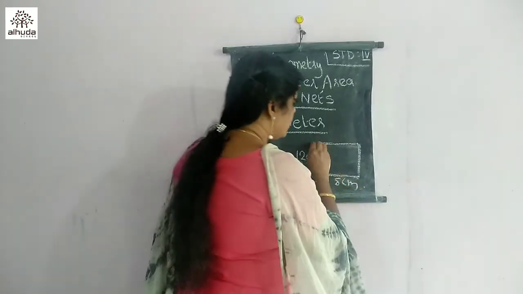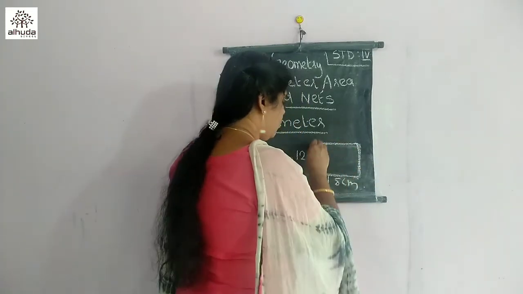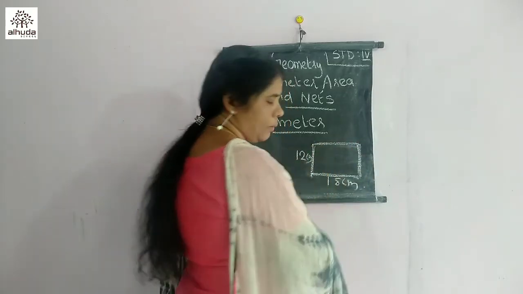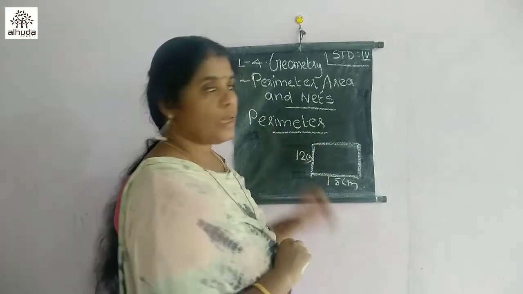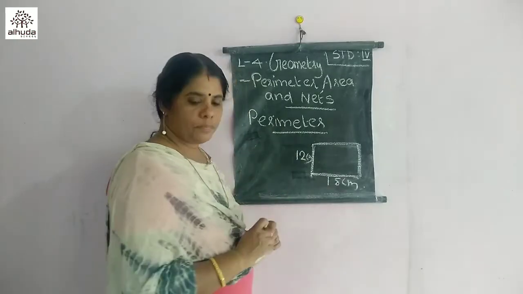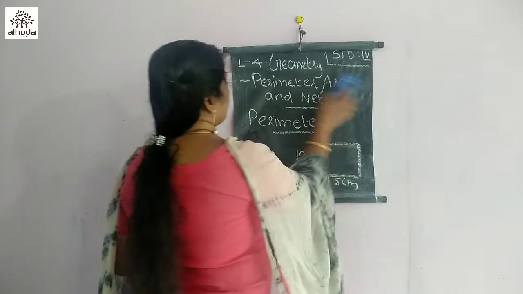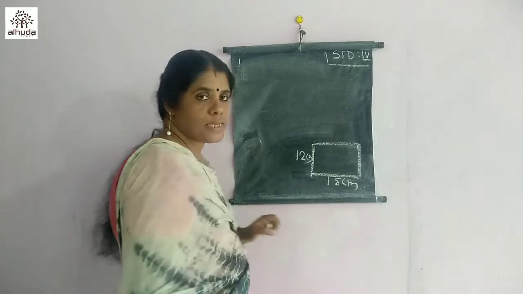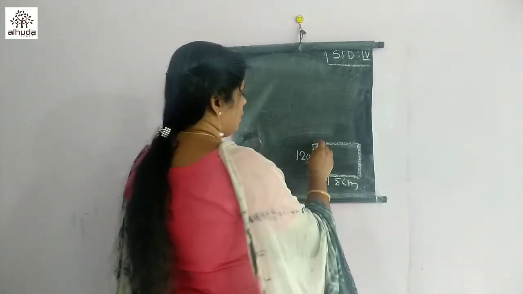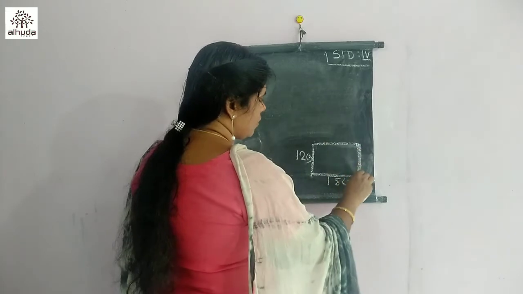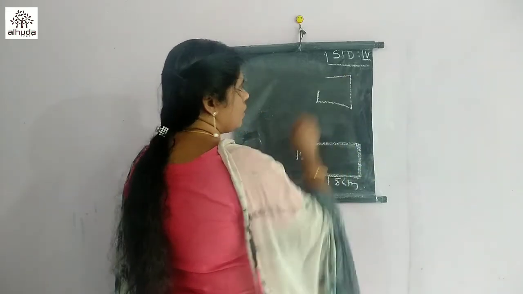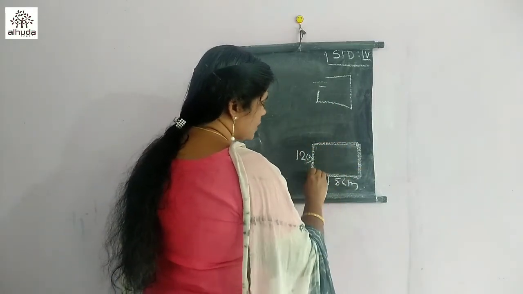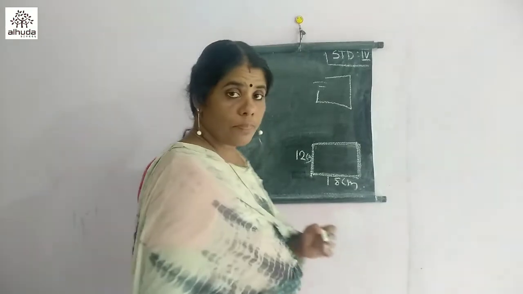That means, how much lace needed to cover the photo frame. That means the total length of the lace around this photo frame. That we want to find out. That we call it as perimeter. So, what is perimeter? Perimeter is the total length, the total distance around a closed figure. Closed figure means it will close like this, not open like this. It's open here. Closed figure means all the four sides are closed. That we call it as closed figure.